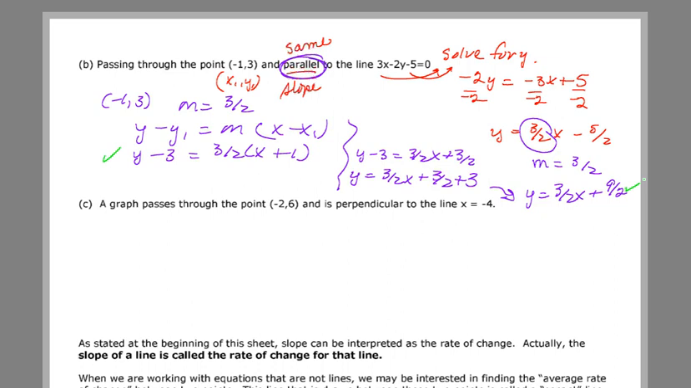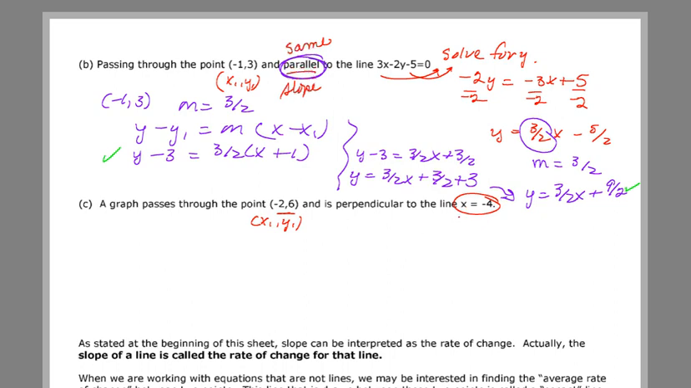Let's look at this last one, find the equation of a line. We want to find a graph. It's passing through a point. Okay, I've got my x1, y1, and it says it's perpendicular to this line. Well, this one's kind of weird because when they say it's perpendicular to something that looks like this, something should pop into our mind about the definition of a line in this format.